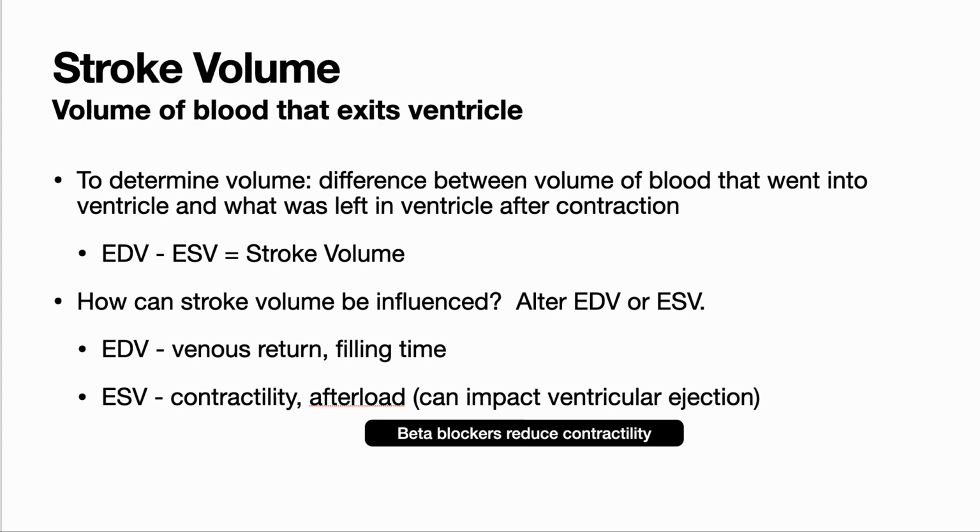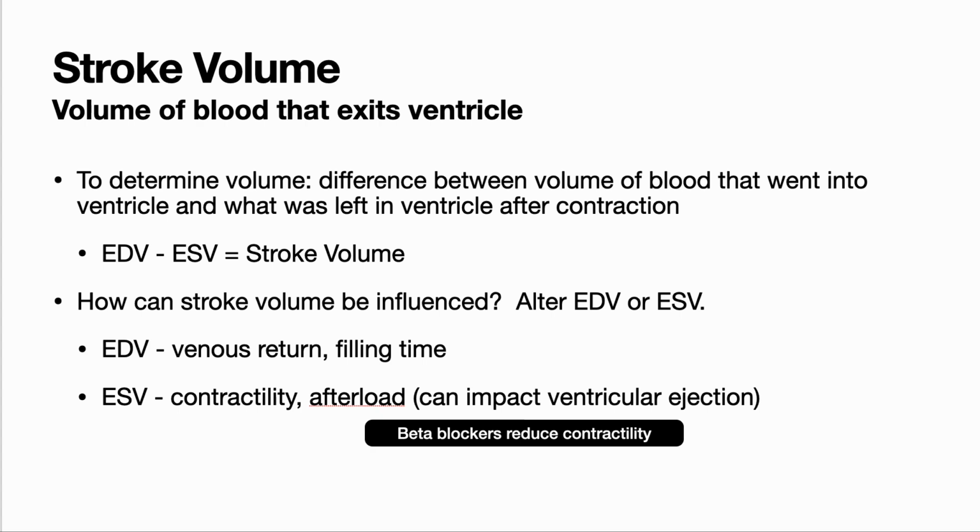So end diastolic volume is venous return. How much time do we allow the heart to fill? The longer it's relaxed, the more blood can fill the atria and the ventricles during diastole. That would increase end diastolic volume. But that also means our heart rate's probably kind of low in terms of beats per minute.